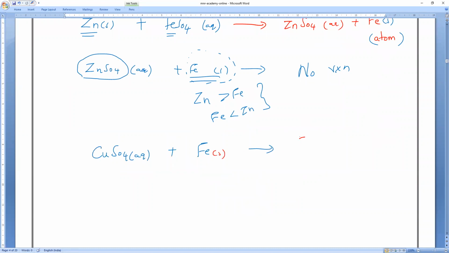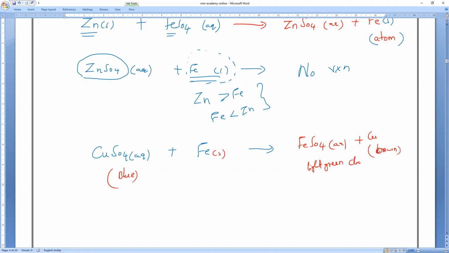What is the answer? Aditya, what is ferrous sulfate? This is the blue one. Ferrous sulfate plus copper will come. FeSO4 in aqueous state plus copper. So FeSO4, what is the color? Light green color, plus copper color, brown.